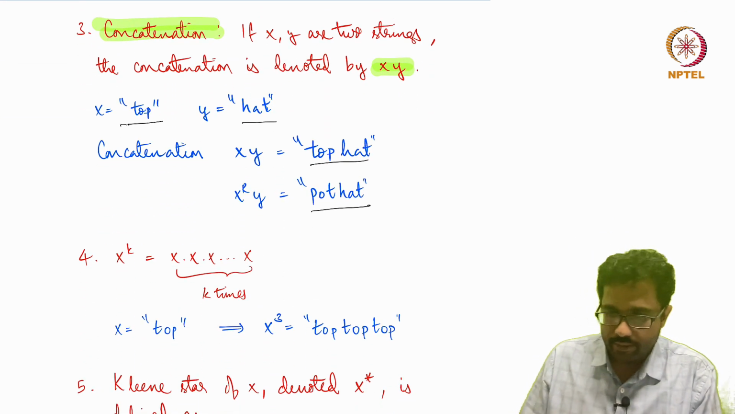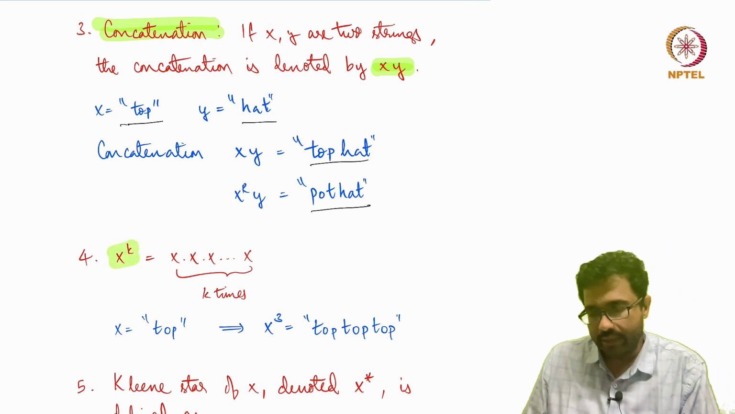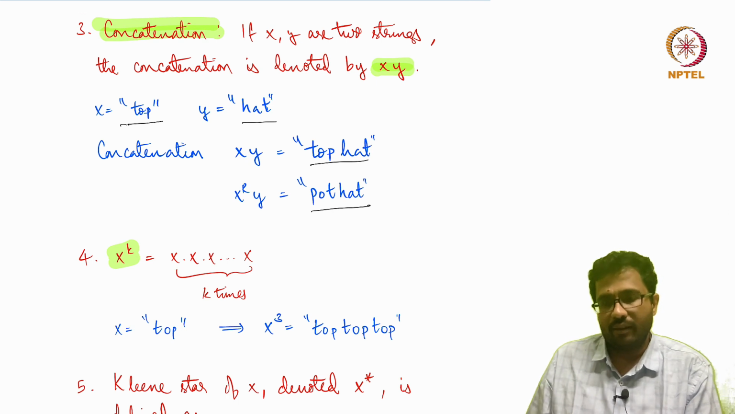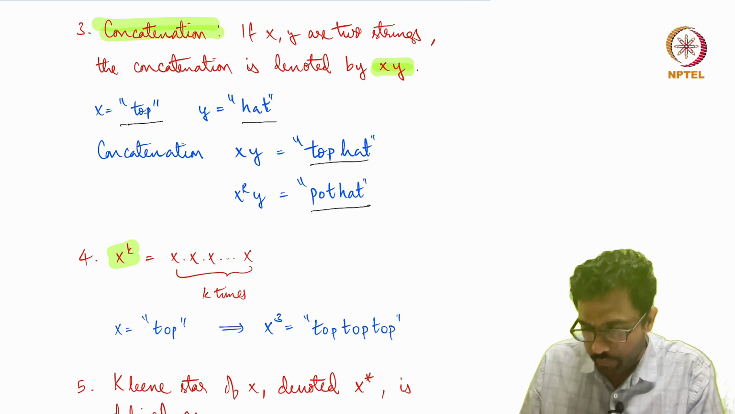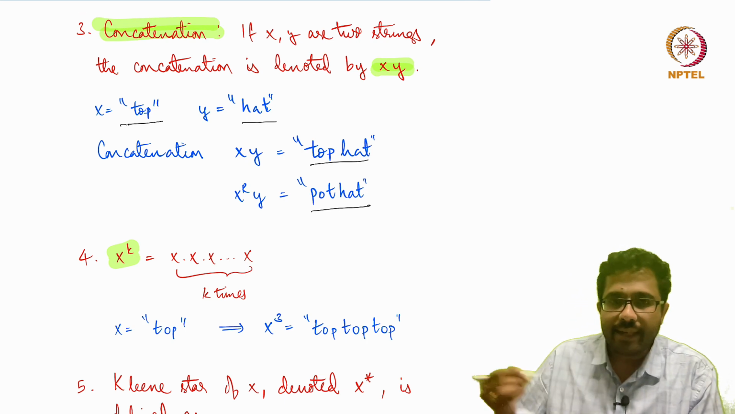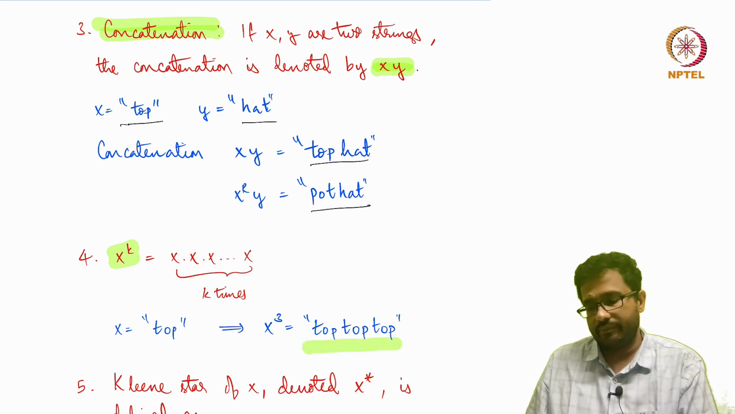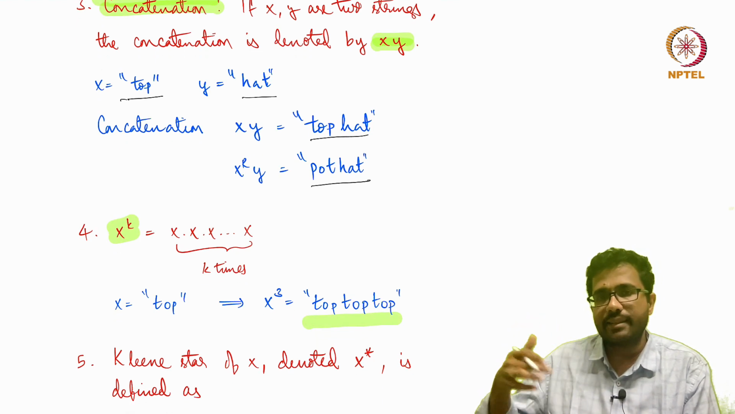Another notation is x to the power k, x superscript k. This is just x repeated k times, or x concatenated with itself k times. So if x is the word top, x to the power 3, or x cubed as you may read it for numbers, is merely x repeated 3 times: top, top, top, right? So x to the power k is the word x repeated k times.